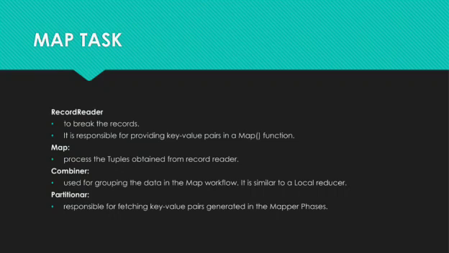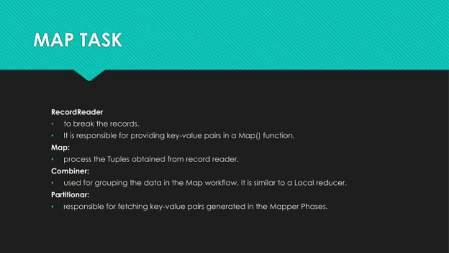Now let's understand the map task and reduce task in detail. Map task. Record reader: the purpose of the record reader is to break the records. It is responsible for providing key value pairs to the map function. The key is the locational information and value is the data associated with it. A map is nothing but a user defined function whose work is to process the tuples obtained from the record reader. The map function either does not generate any key value pair or generates multiple pairs of these tuples.